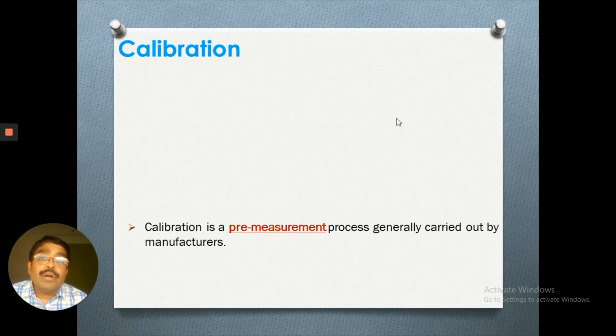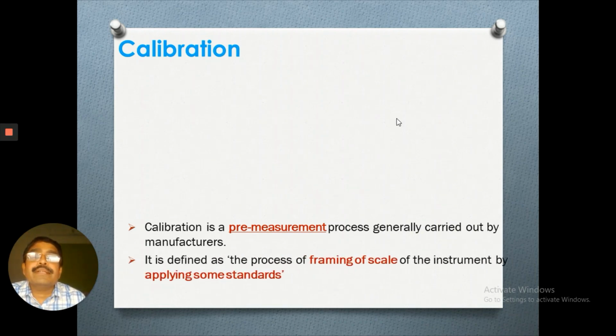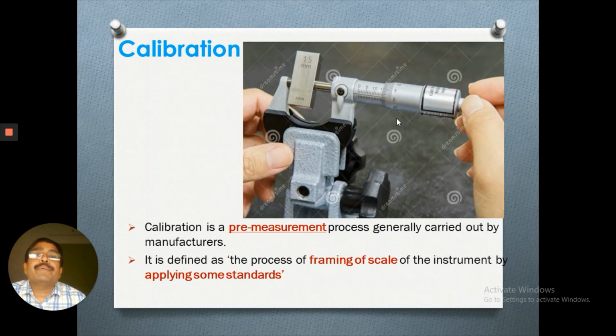If you want to calibrate, ultimately we are framing the scale of that instrument. How are we framing the scale here? I have taken one example: a micrometer, and I am doing the calibration of the micrometer. For that, I have taken a slip gauge as the master piece. Now the size of that slip gauge is 15 and the micrometer is also giving the same reading. This means the instrument is not affected after being used a number of times. That is how I try to calibrate that equipment.